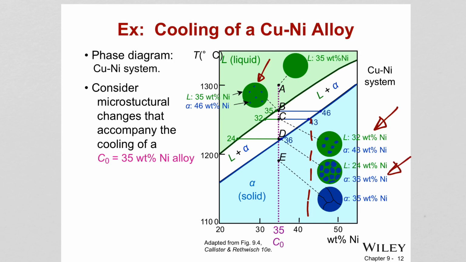And what about the percentages of the compositions of the liquid and alpha? Again, the same way we read 24 and 36: 24 for the liquid composition and 36 for the solid composition. After that point D, we kept cooling down and we came to point E. At point E, we just have a solid phase, and you can see how the solid forms with grain boundaries, and the composition is 35 weight% nickel.